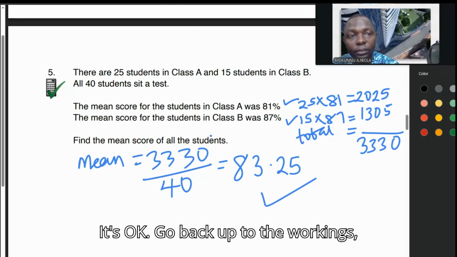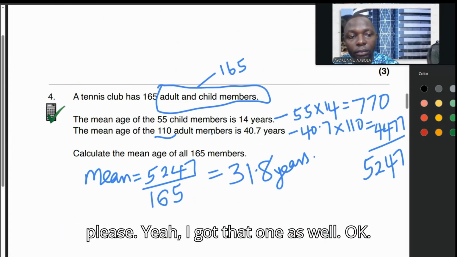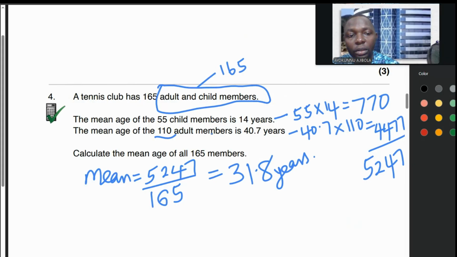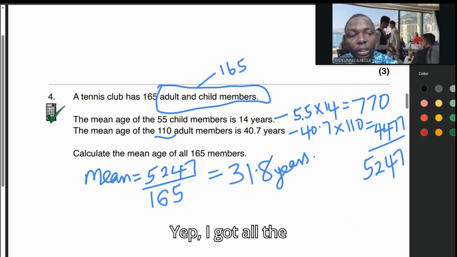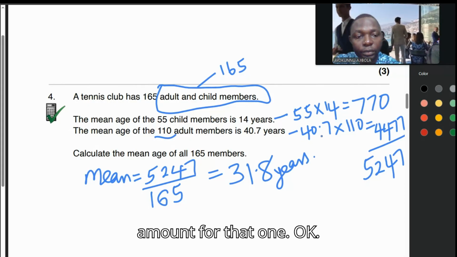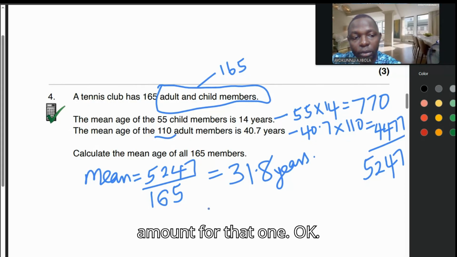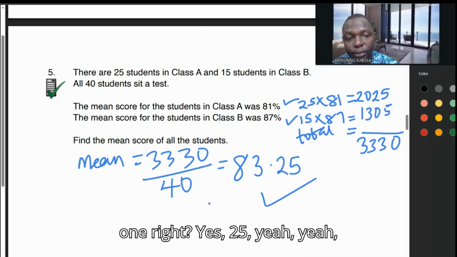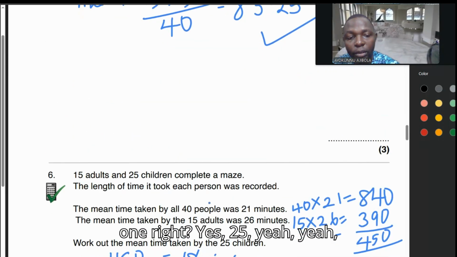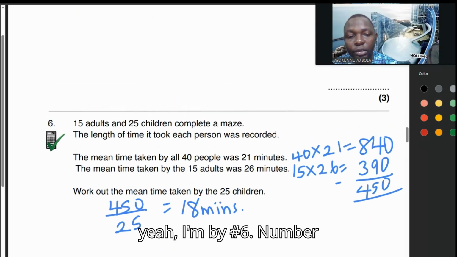Wait, sorry, can you go back up to the workings, please? Yeah, I got that one as well. Okay, 5247. Yes, this one I got. 55.14. Yep. I got all the marks for that one. Okay, and this one you got this one, right? Yes. Okay, 25. Yep. Fine. How about number 6?